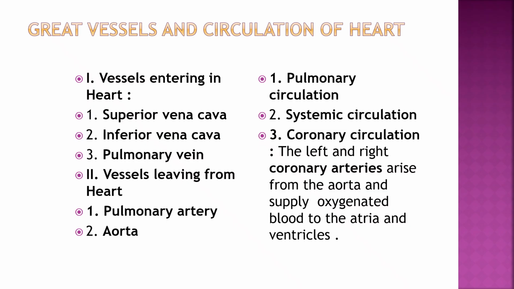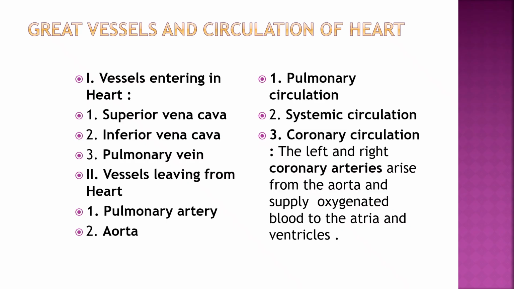Total three circulations are there: pulmonary circulation, systemic circulation, coronary circulation. When there is exchange of blood between lungs and heart, it is called pulmonary circulation, and it takes place through pulmonary veins and pulmonary artery. Systemic circulation is the exchange of blood between the body and heart. It takes place between all four chambers and great vessels like aorta, superior vena cava, inferior vena cava.